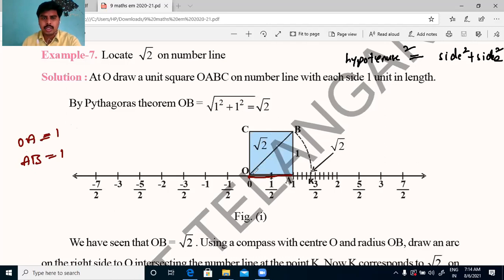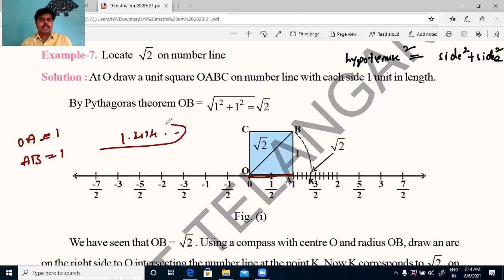But you do not have this OB. Actually, why do we need to find that OB? We have to represent root 2 on the number line. To represent that root 2 on the number line, we don't know the value of root 2, right? So what is the decimal expansion of root 2 then actually?